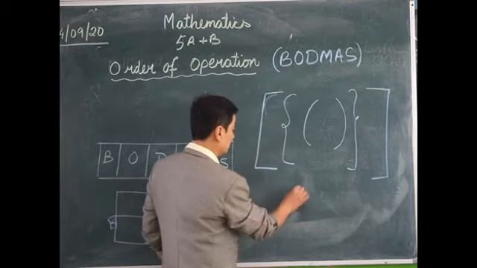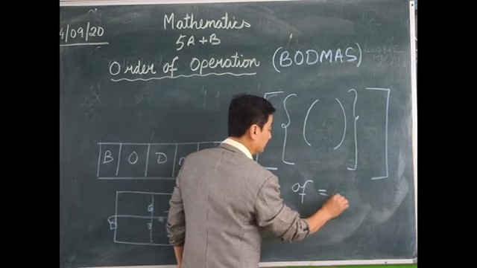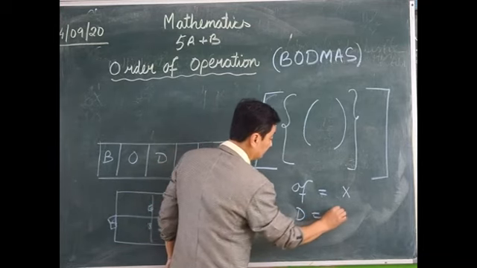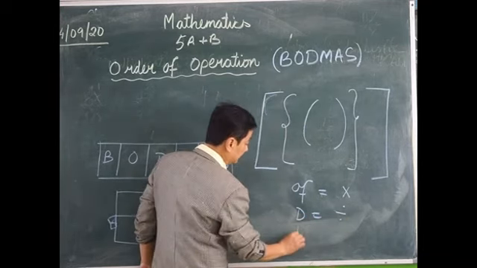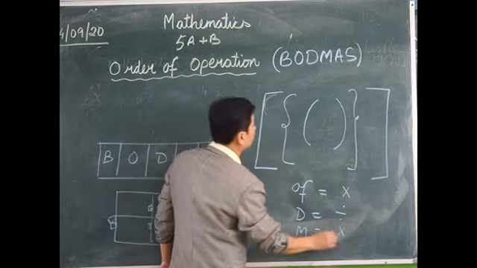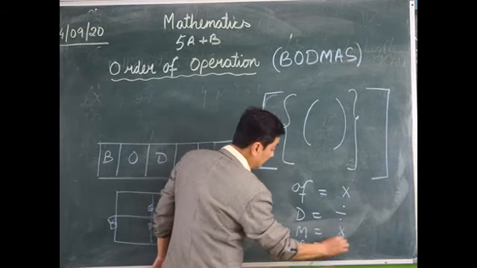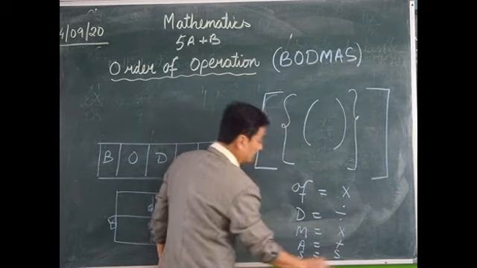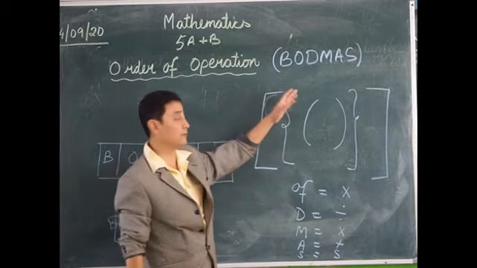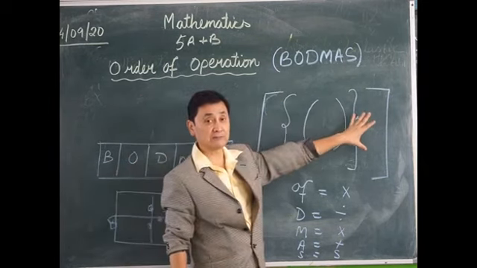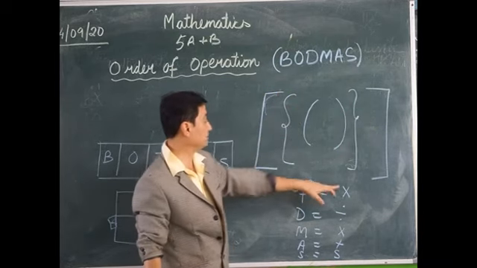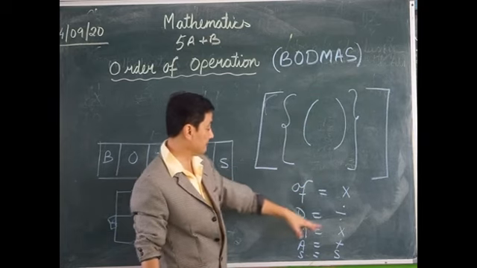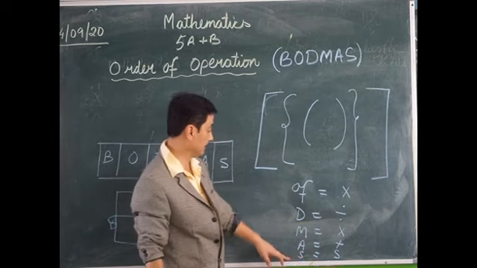Of means we have learned of means multiply. D means division. M means multiplication. A means plus, and S equals subtraction. So that is the full form of BODMAS. B, the three different types of brackets. Of means multiply. D means division. M multiplication. A addition. S subtraction.